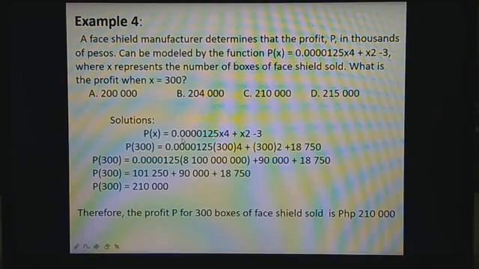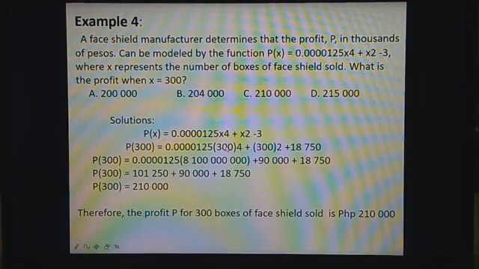So, the given function is 0.000125 x raised to 4, this is raised to 4, plus x raised to 2 minus 3. Just substitute. Substitution is all we will use. Substitute 300 as the value of x. So, here, we substituted 300 for the value of x, and then you just simplify 300. This is not multiplied by 4 because this is a power. Sorry for the typographical error.